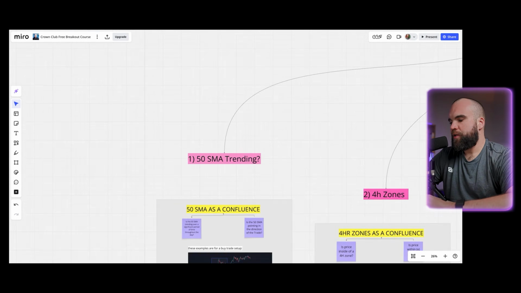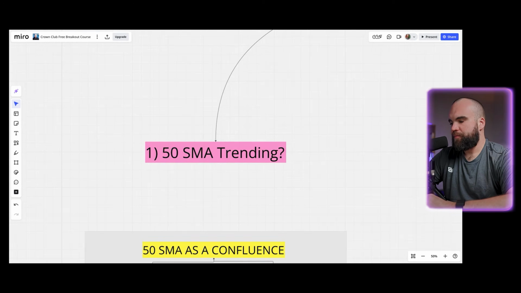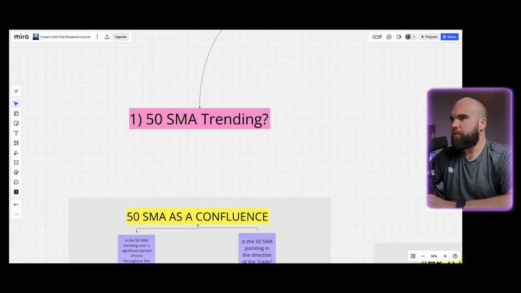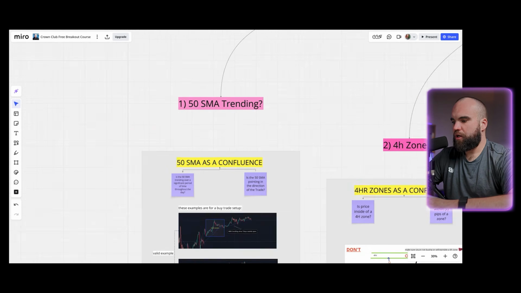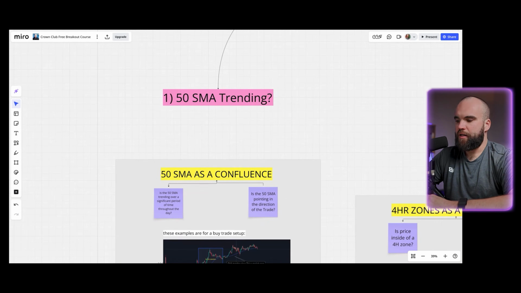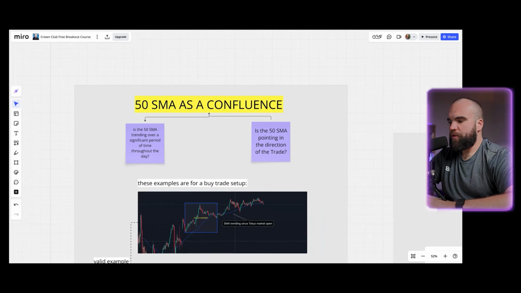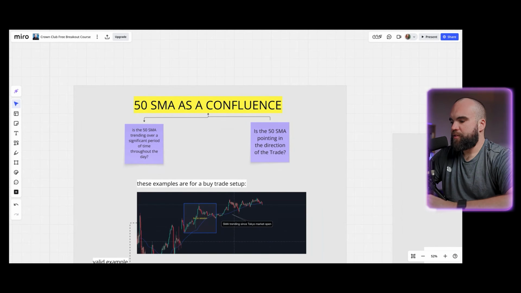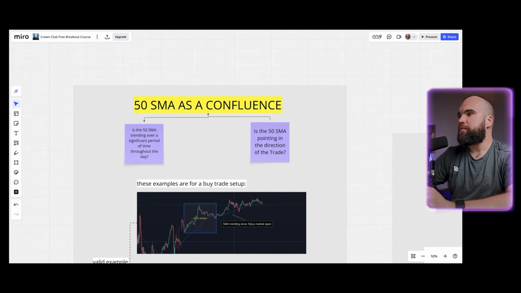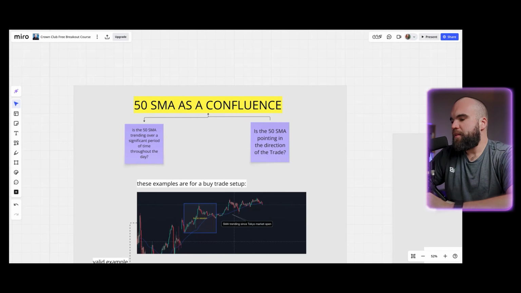Now the first is the 50 SMA, and that is the 50 simple moving average, which you can add to your chart simply by clicking on indicators on TradingView. So there's 2 questions we ask ourselves when we're looking at the 50 SMA as a confluence. The first is: is the 50 SMA trending over a significant enough period of time throughout the day? And we'll discuss what a significant period looks like. And then the second question is: is the 50 SMA pointing in the direction of the trade?